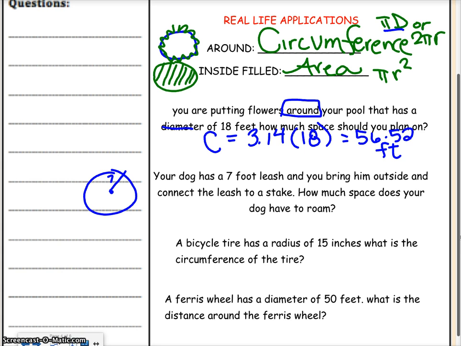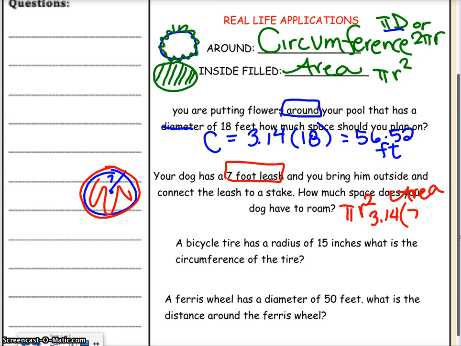Now, is your dog only going around the circle or all the way inside the circle? Your dog can go anywhere. Your dog can run circles around, and your dog can sniff everywhere inside. It's filled, so this is an area. So pi r squared. My r is my dog's leash, 7 feet. So it's 3.14 times 7 squared, 3.14 times 49, which is 153.86 square feet your dog has to roam.